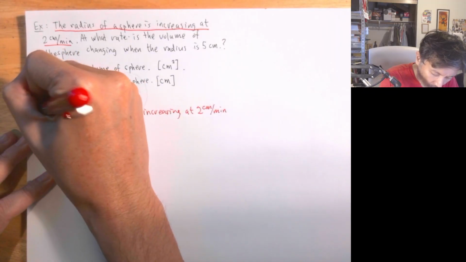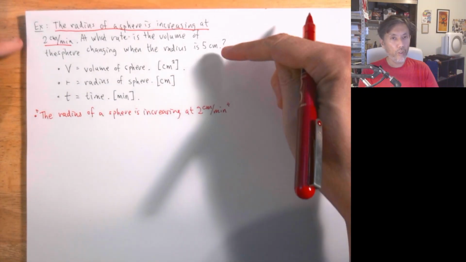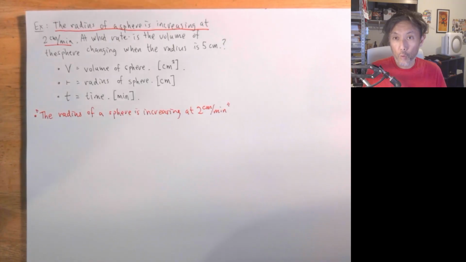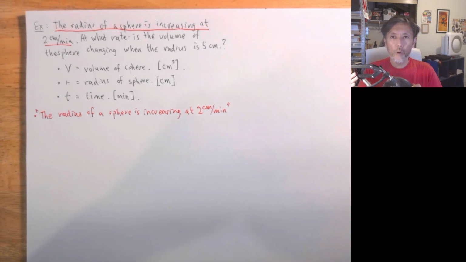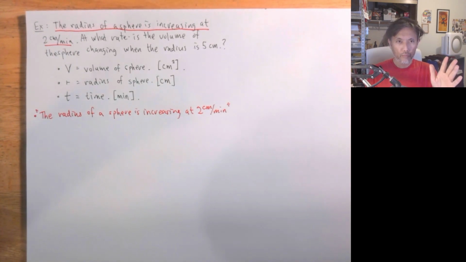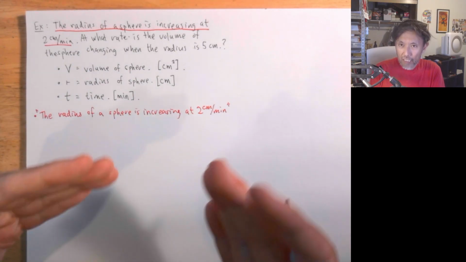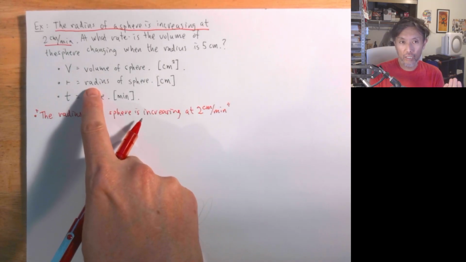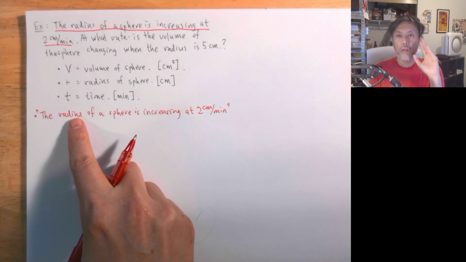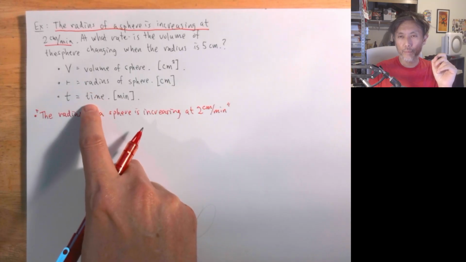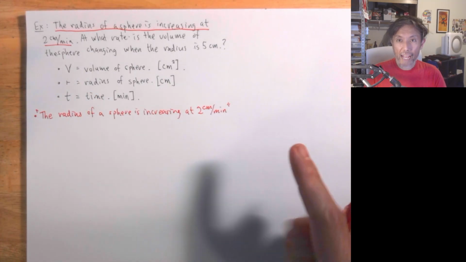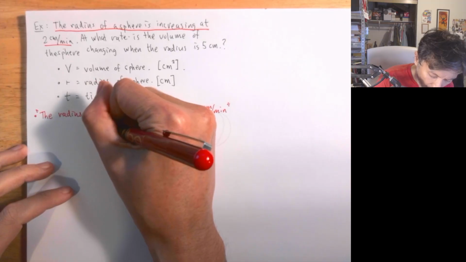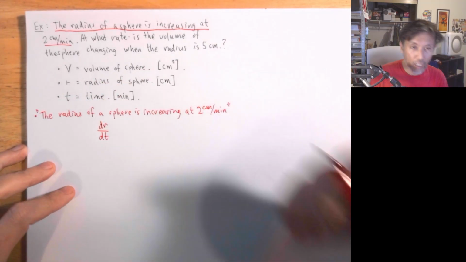So I'll put this in quotes. This is a portion, a phrase, a sentence that I've ripped out from the problem statement. And what I want to do is translate it into mathematical jargon. Well, what we know is that this is saying something about how the radius, which we call r, is changing with time. So that is going to be encoded by the quantity dr dt.